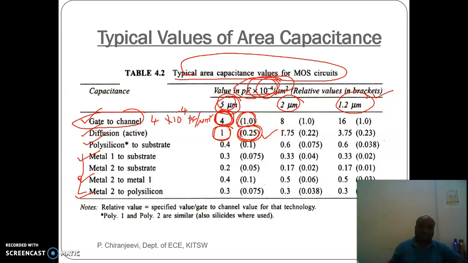Hope that is clear. For any problem or expression involving capacitance calculations, we should refer to this table for the relative value and original value of the capacitances based on the technology, and then continue with the calculations based on the area of the layers we are interested in.